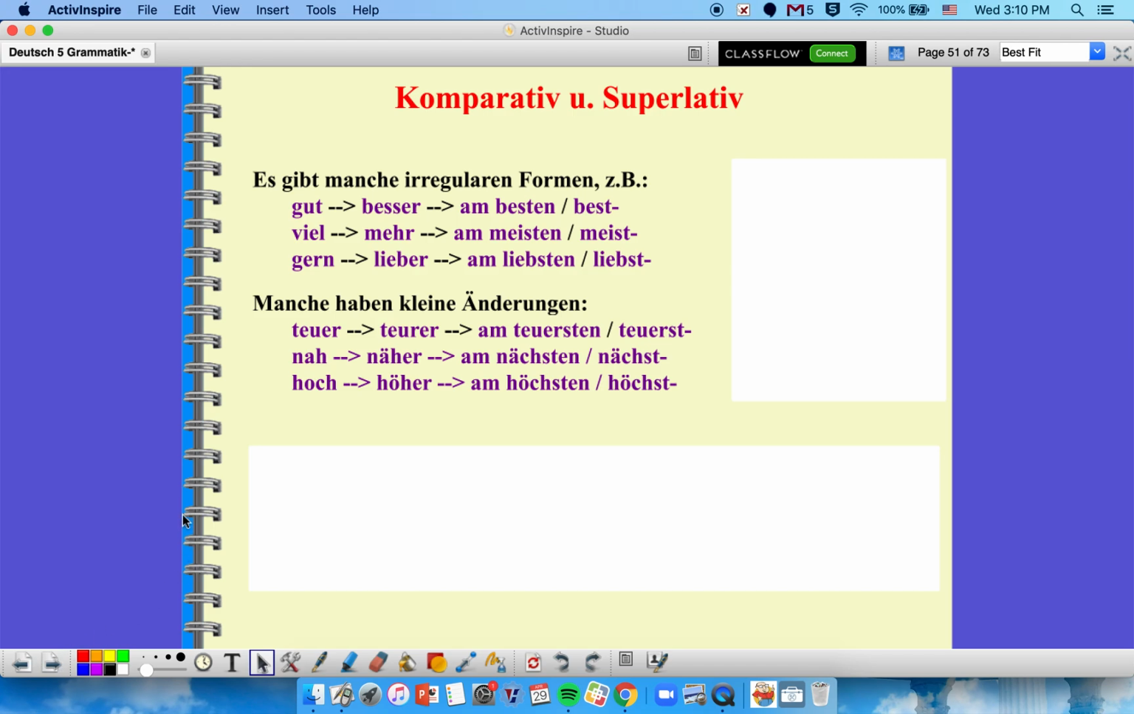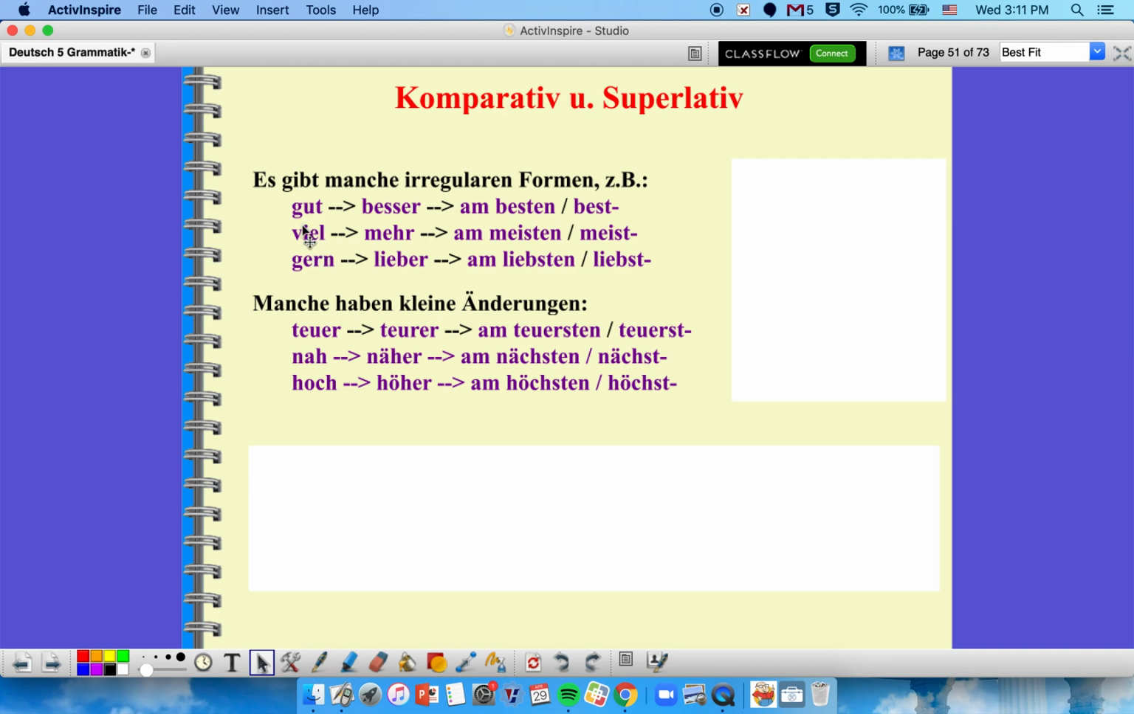So there are actually a few forms that don't follow this exactly, and interestingly enough, a lot of these are also irregular in English. So diese irregulären Formen, gut does not become guter, just like good doesn't become gooder and the goodest. We go gut, besser, am besten, or like die besten or something like that. Another word that does this is viel, so a lot, or much. We don't say much, mucher, and the muchest. We say much, more, and the most.